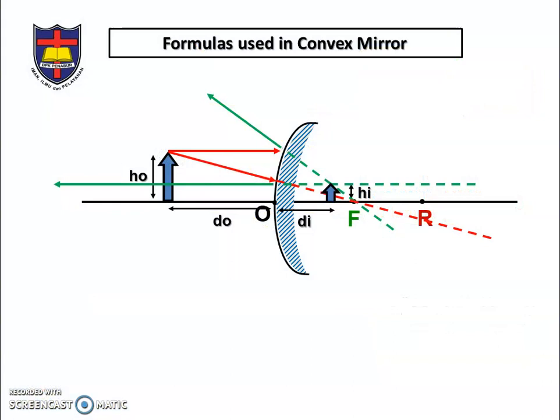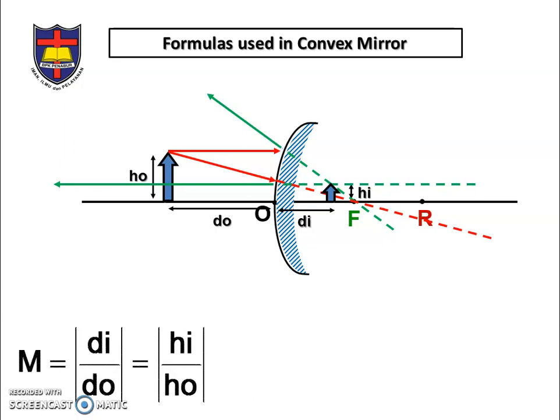There are several formulas used in a convex mirror. The first one is the same as the magnification formula in the concave mirror. The second one is also the same as the focal length formula used in the concave mirror, but you will notice that the value of the focal length in a convex mirror is always negative.